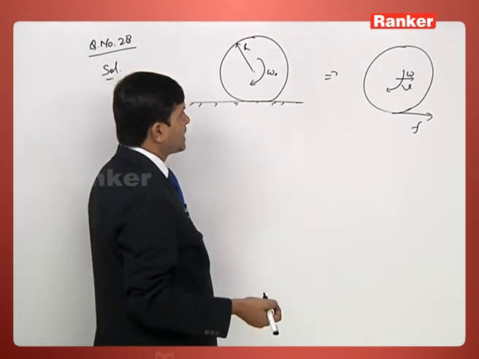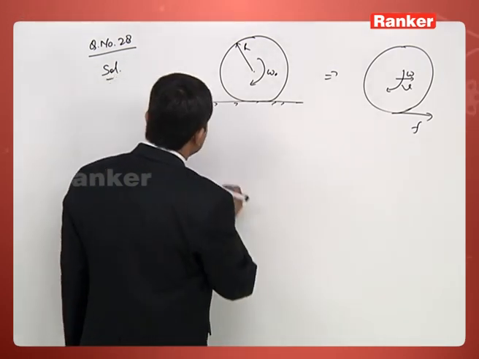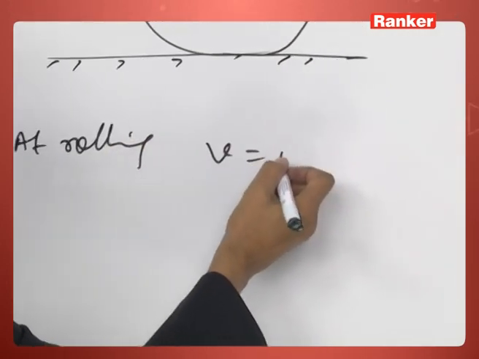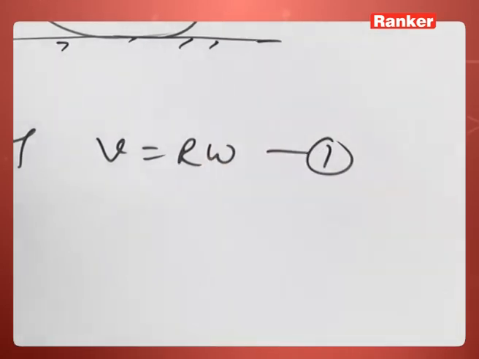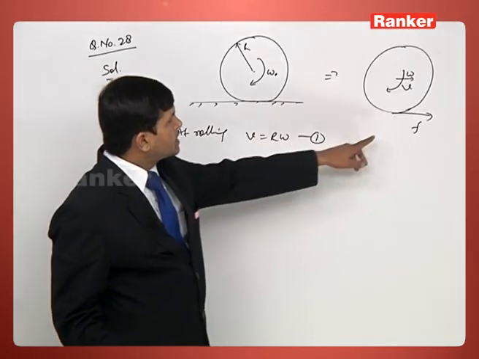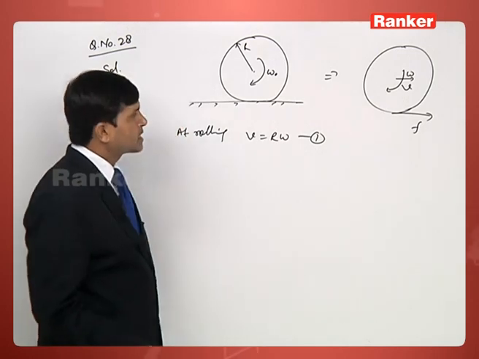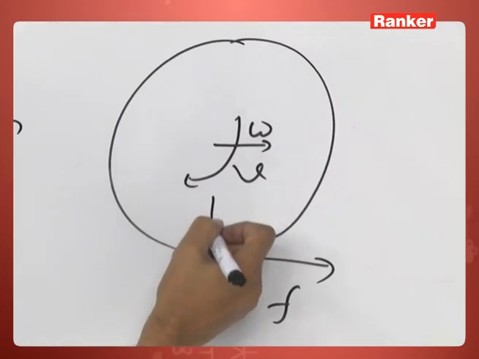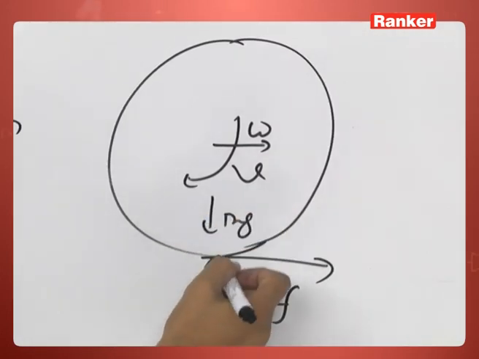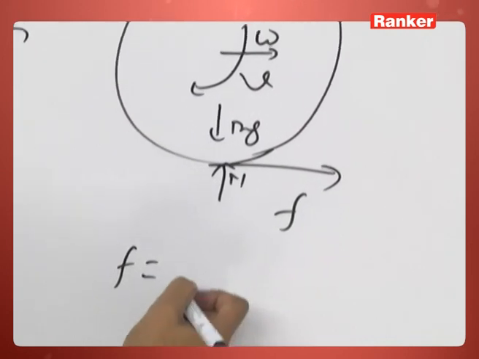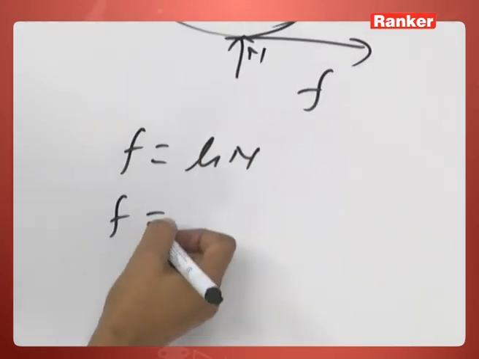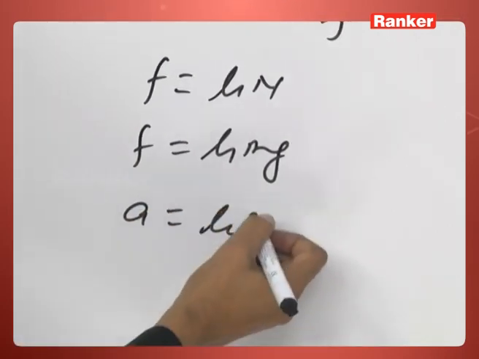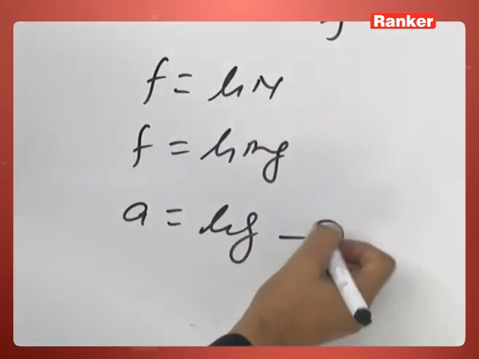So if rolling starts, this is your intermediate state. At rolling, V must be equal to r omega. This is equation one. So what is the role of friction? This is kinetic friction. F is equal to mu into N, where N is normal and balances mg. So F is mu mg, and that provides acceleration a equal to mu into g. This is your second equation.